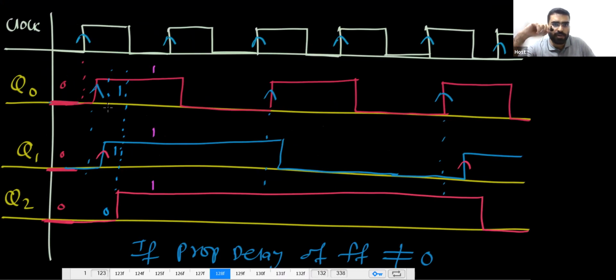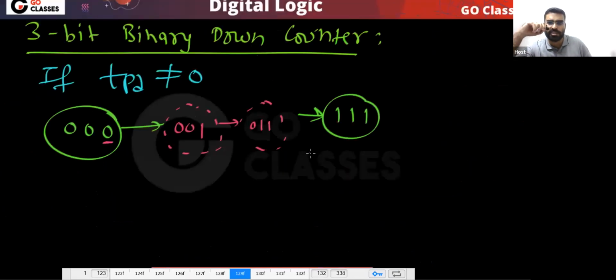And before that, what is there? Before that, this is 0, this is 0, this is 0, and then this is 0, this is 0, this is 1. So you can notice we got 2 transient states. Yes or no? You can check in the transition diagram that we got these 2 transient states.